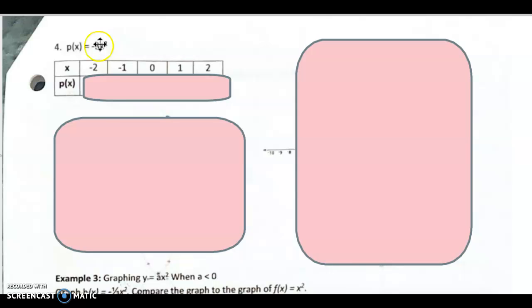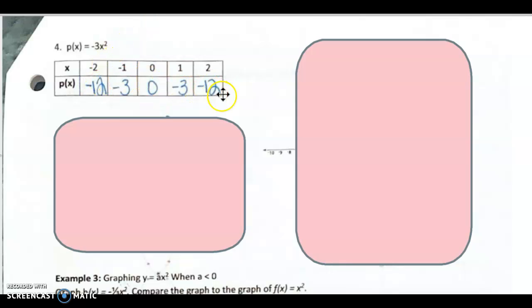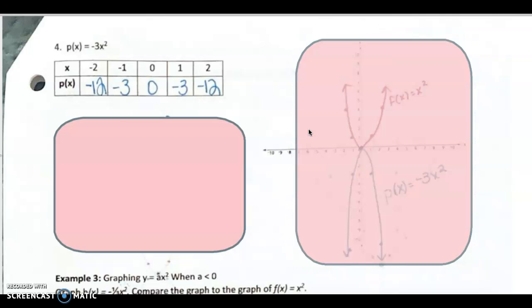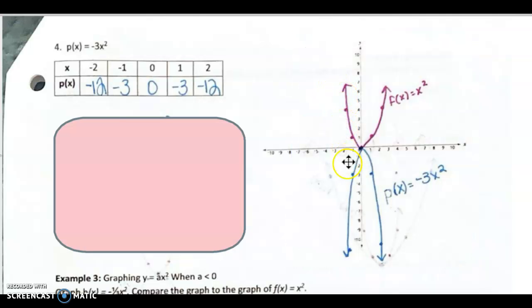So if we go ahead and fill out our table, those are the values that we get. Now we're going to graph it. And so remember, we graph our parent function first. Here's our parent function. Okay, and then here is our new function. This time it's p of x, but if you put g of x or anything else, that's fine. That doesn't matter necessarily.